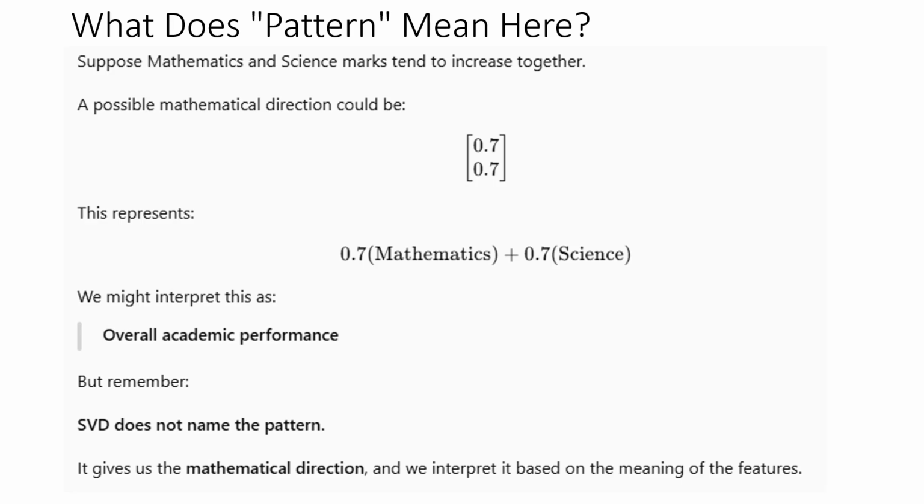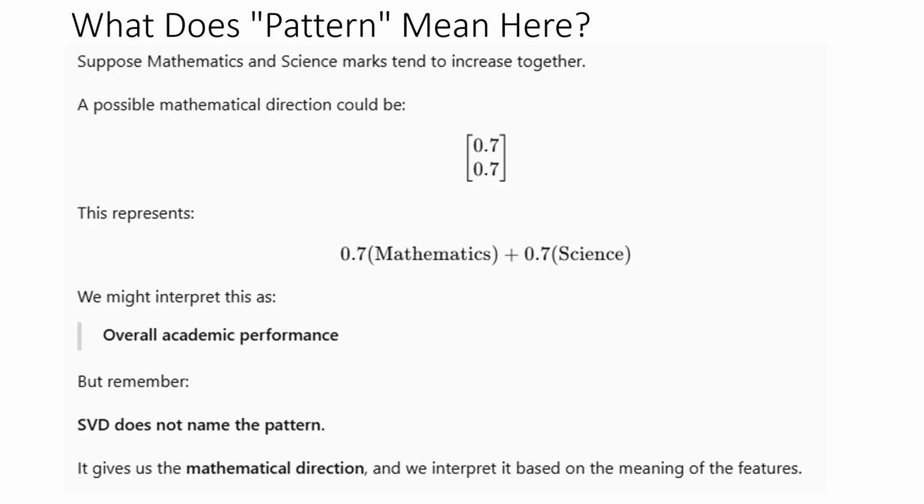So this can be thought of as a mathematical combination of mathematics and science, or in simple terms we can write it as 0.7 times mathematics plus 0.7 times science. This direction may represent something like overall academic performance, because both mathematics and science are contributing positively to this. So we can say this may be a direction of overall academic performance.